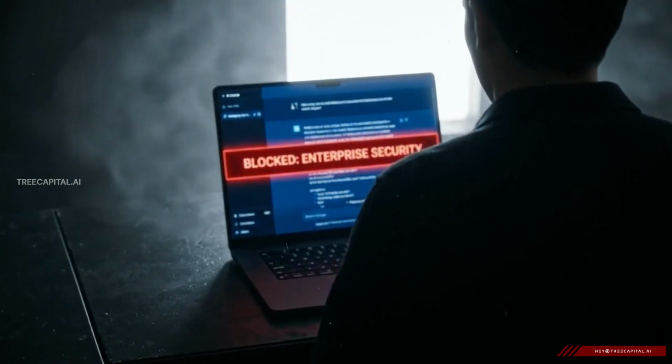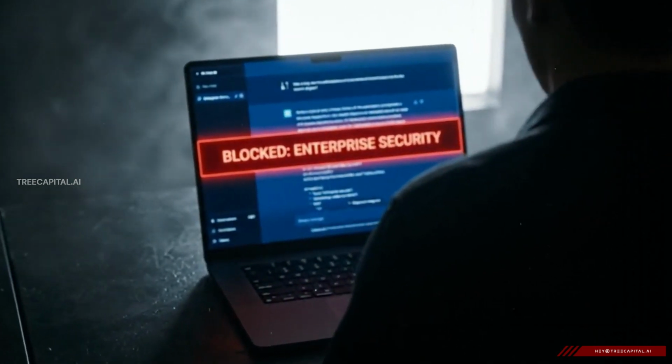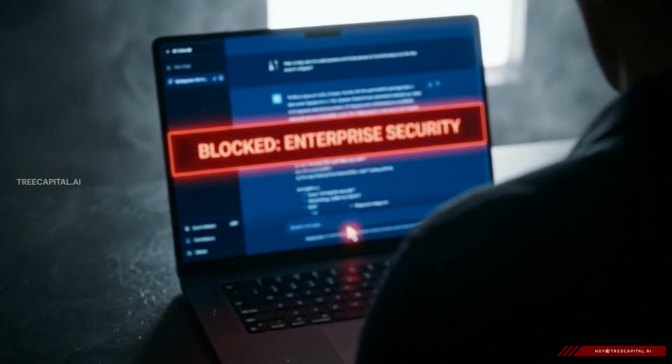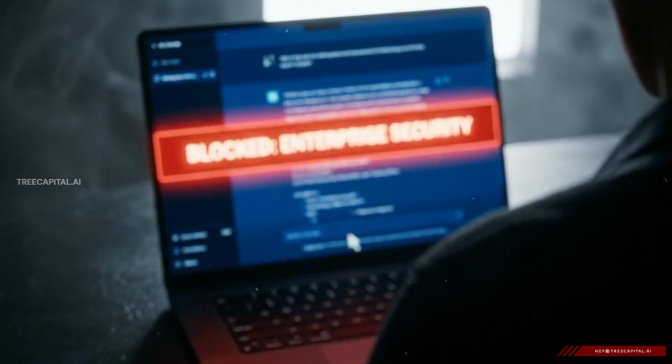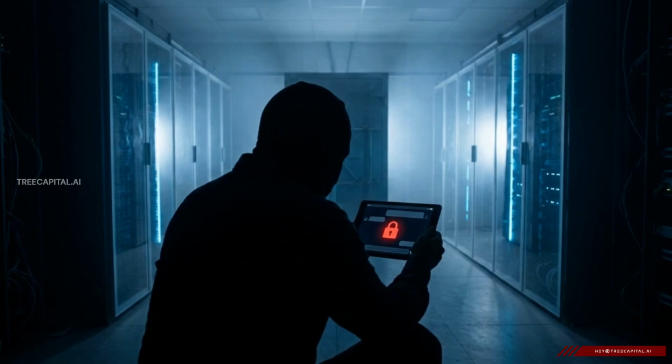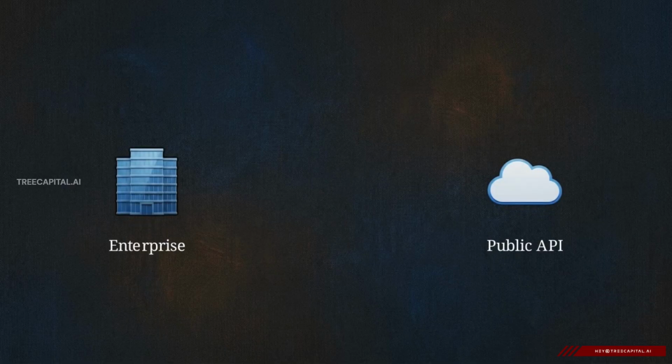Frontier AI models possess incredible reasoning capabilities, but they stop at the enterprise perimeter. This is the last mile problem. These models can't see your private data, which means they struggle with niche industry jargon and the specific history of your company. It creates a security paradox.